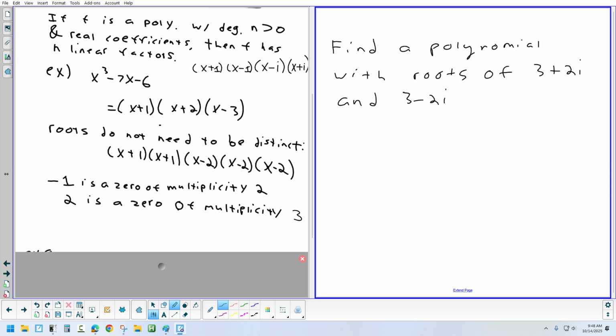So remember, if I said to find a polynomial with roots of 2 and 3, you would say x minus 2, x minus 3. It's always x minus your root. That's what the factor is. Do exactly the same thing with imaginaries. If 3 plus 2i is a root, then x minus that is a factor. And if 3 minus 2i is a root, x minus that is a factor.